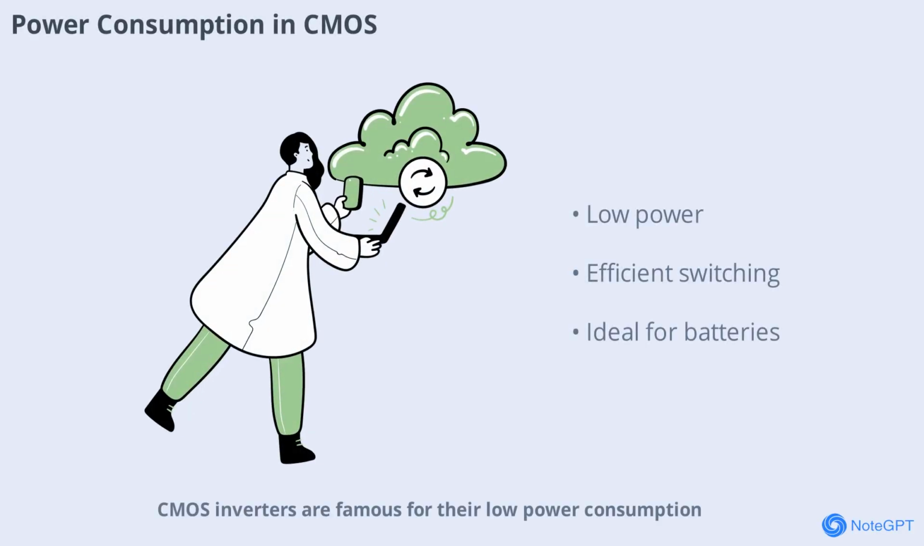CMOS inverters are famous for their low power consumption. Power is mainly consumed during switching when the output changes state. In steady-state operation, both transistors are never on at the same time, which minimizes current flow and reduces power usage. This efficiency makes CMOS ideal for battery-powered devices and large-scale integrated circuits. We'll discuss how this low-power feature benefits modern electronics.